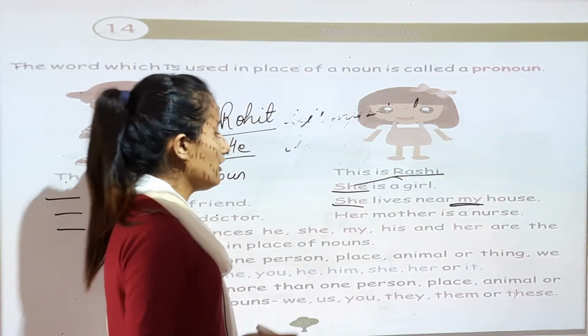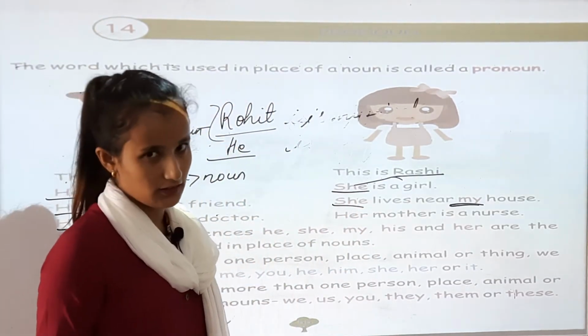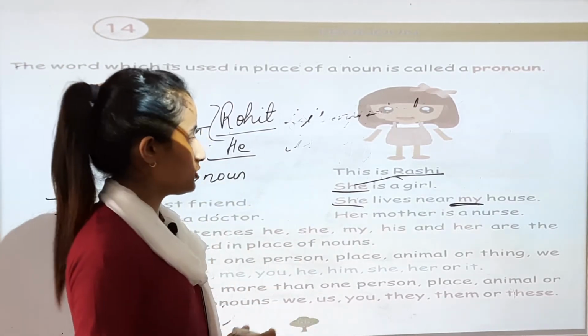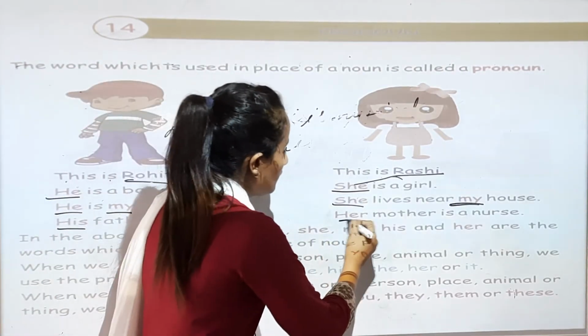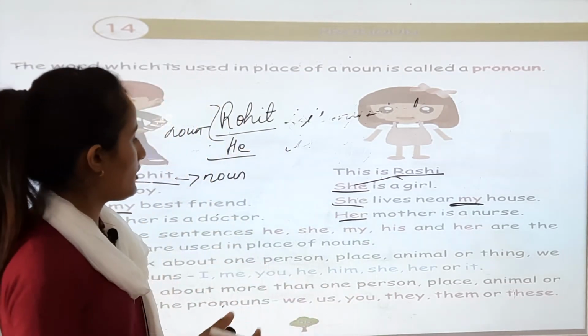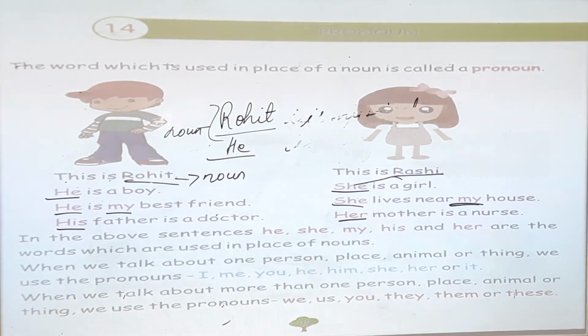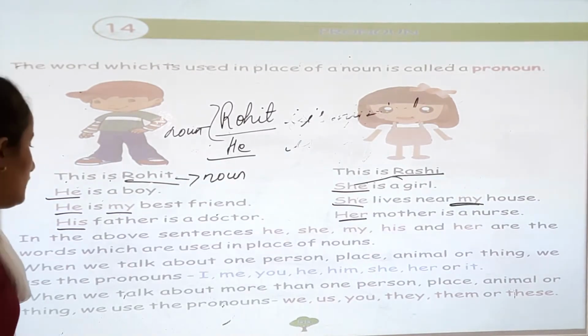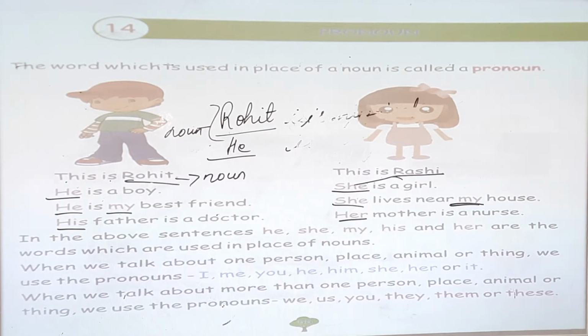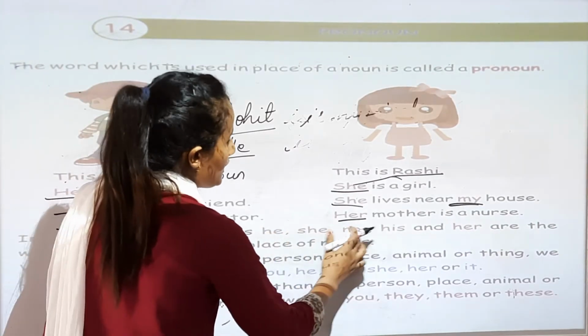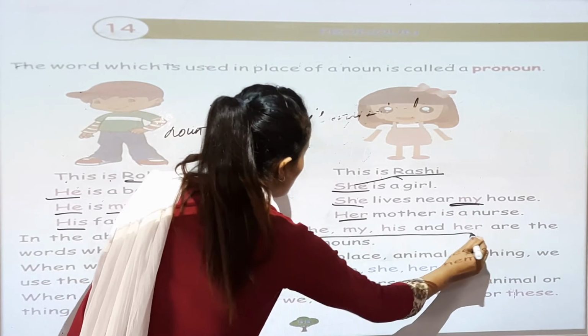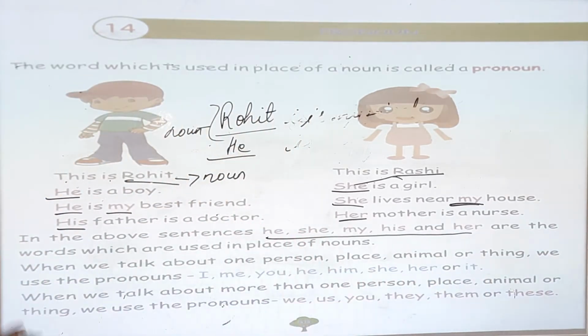So, here her mother is a nurse. So, her mother is also a nurse. So, in case of mummy's name we are using her. Okay, her is also a pronoun. In the above sentences, he, she, my, his and her are the words which are used in place of a noun. So, it is used in a place of a noun.